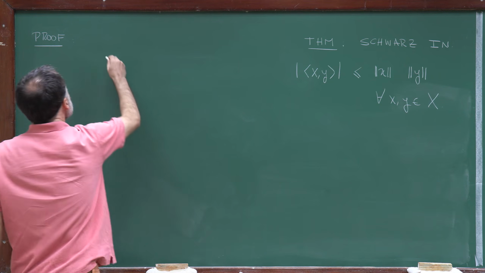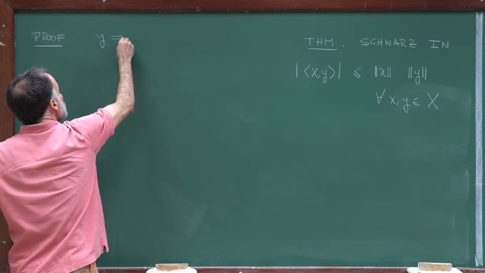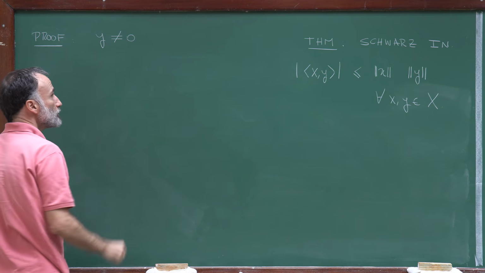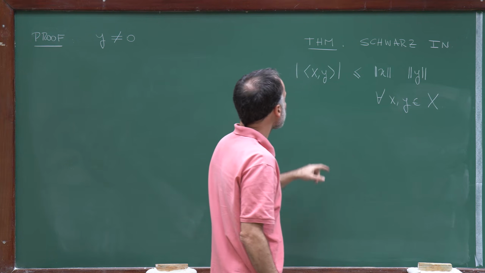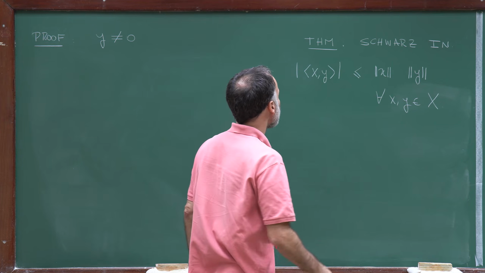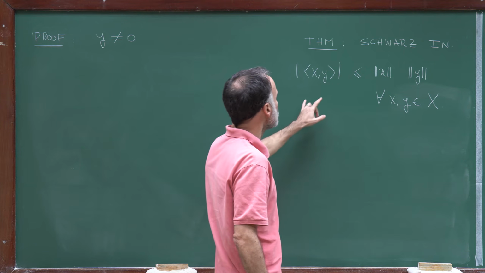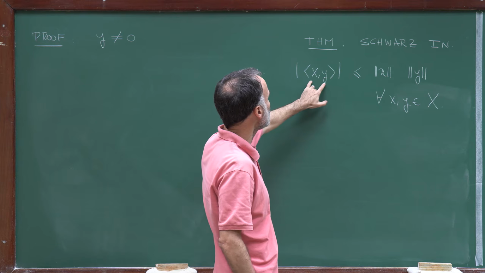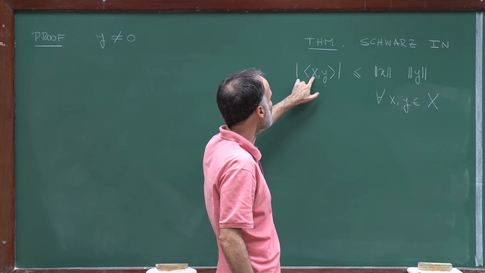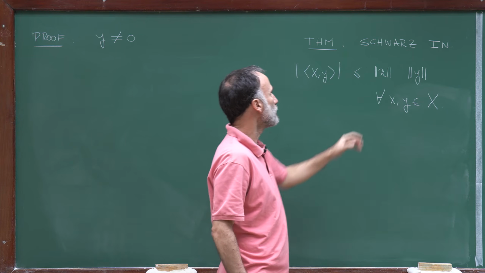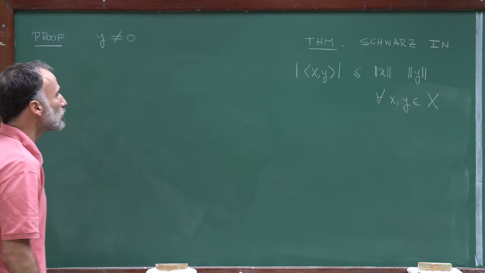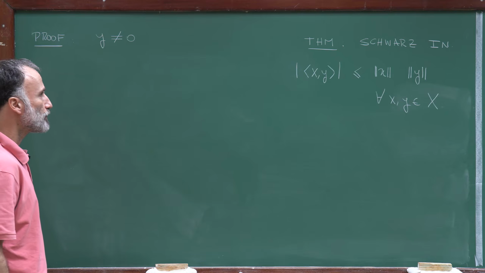I can always assume that y is different from 0, because if y is equal to 0, there is nothing to prove from this inequality, because by linearity you know that the scalar product of x with 0 is equal to 0. So this is 0, and this is less or equal than 0. So I can always assume that y is different from 0.